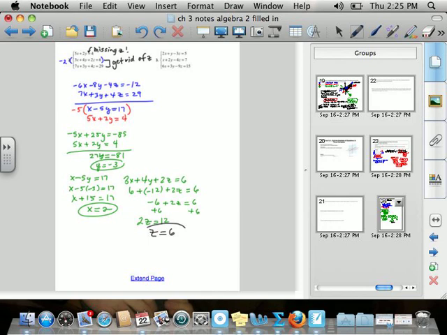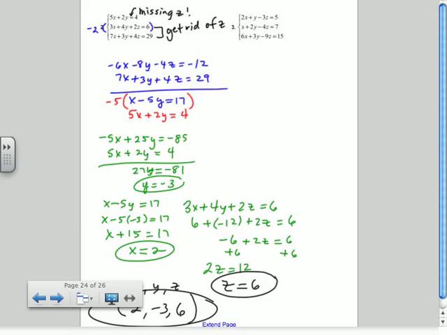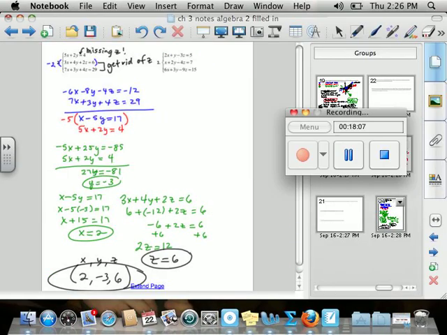So that means my final answer, right, with x, y, and z. So it's 2, -3, 6. So that's your point in 3 dimensions. Those are actual points on a graph. So we'll talk more about graphing those tomorrow. Easy, easy.